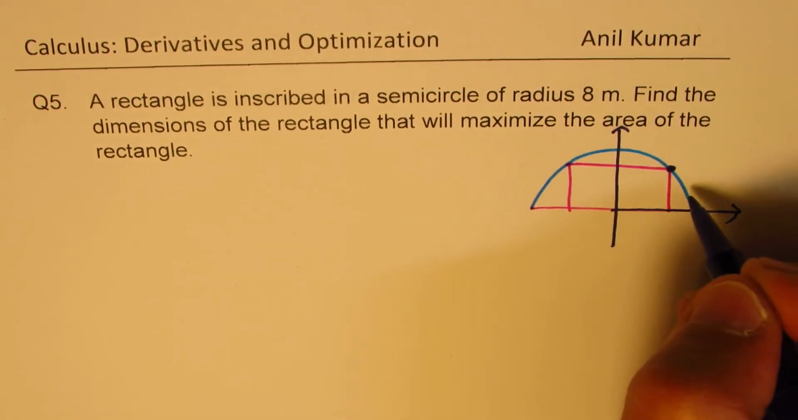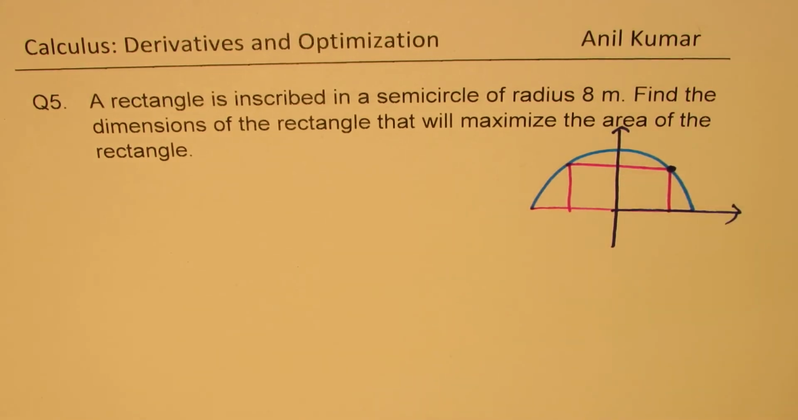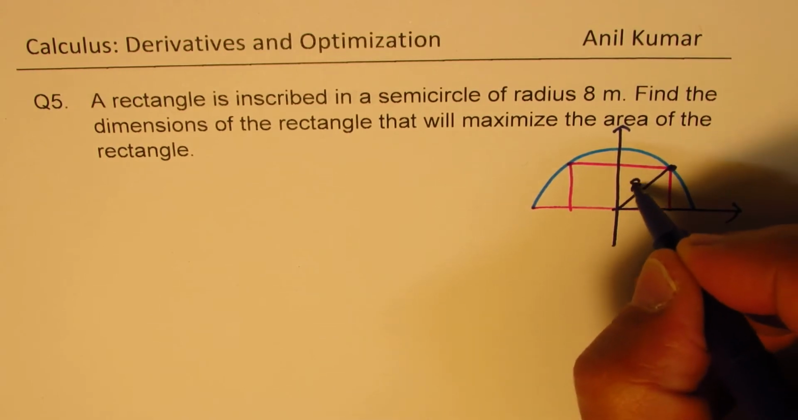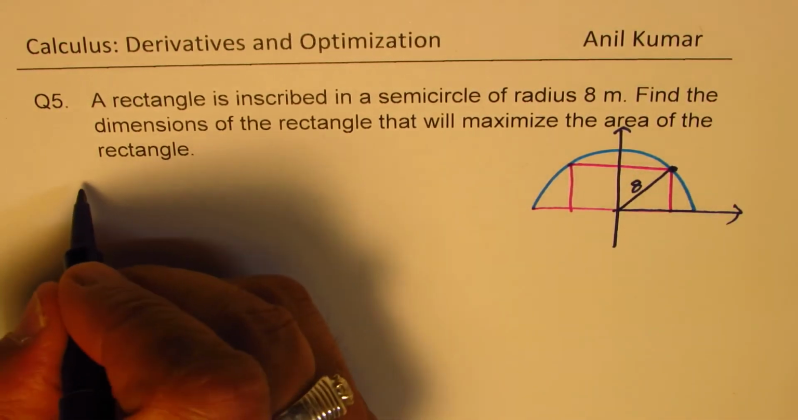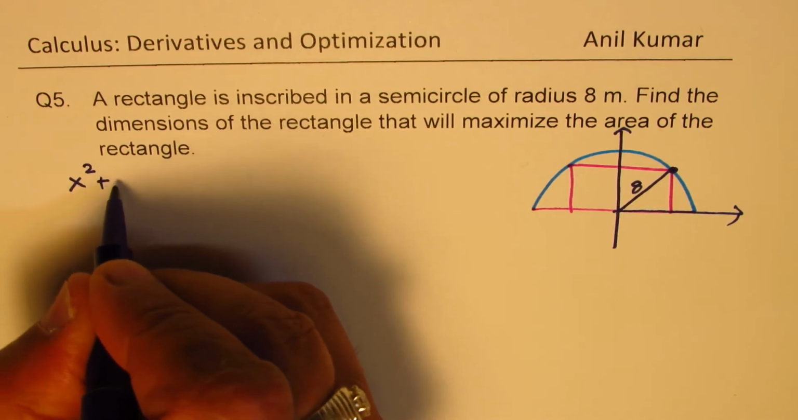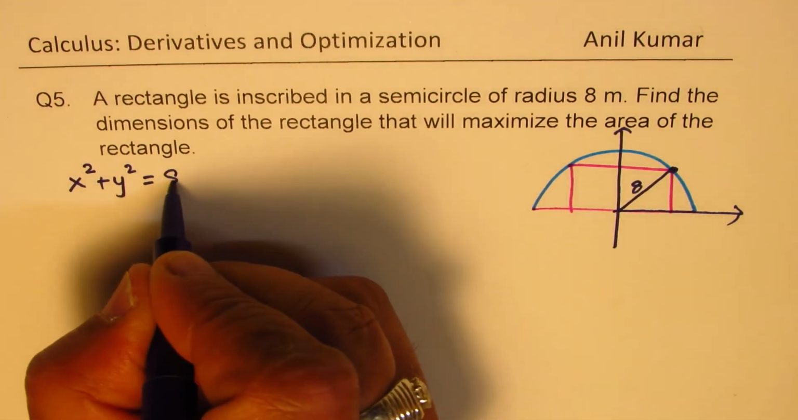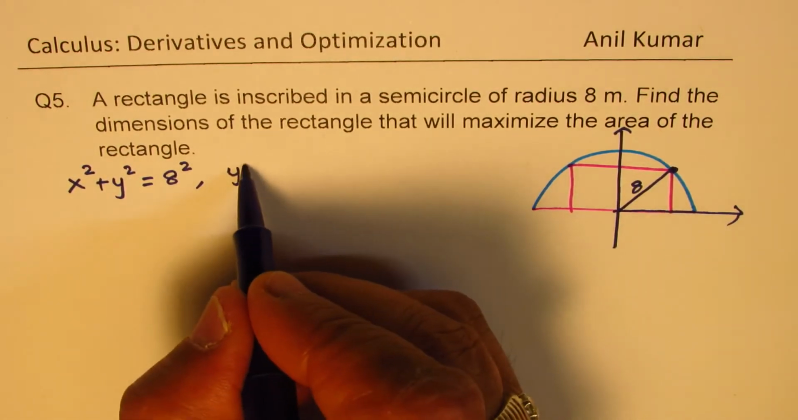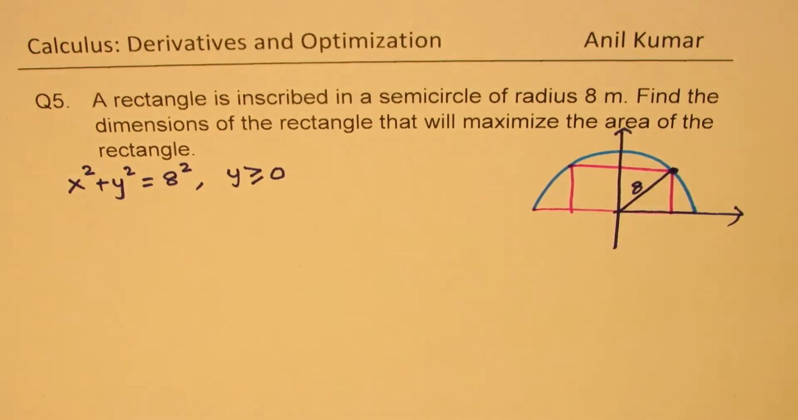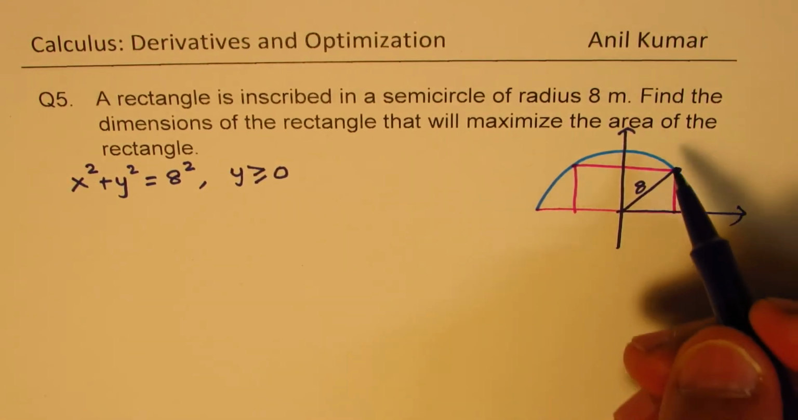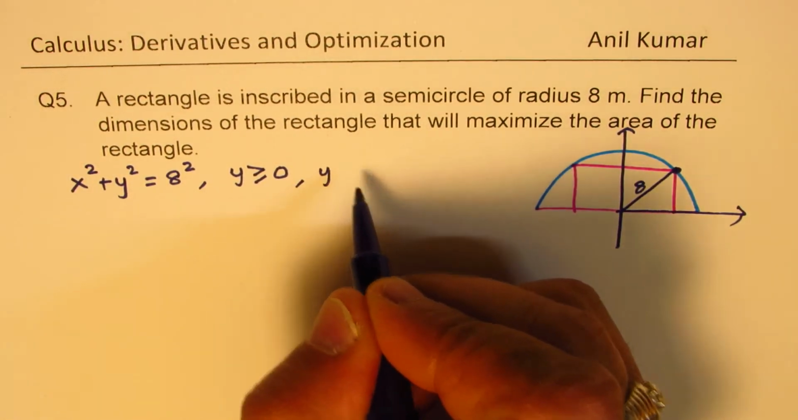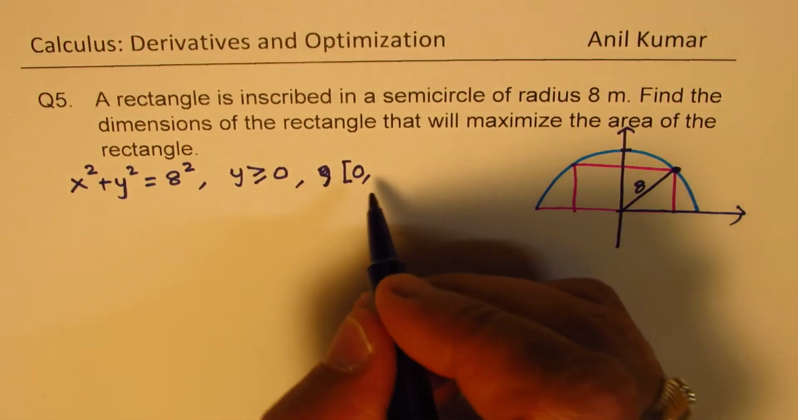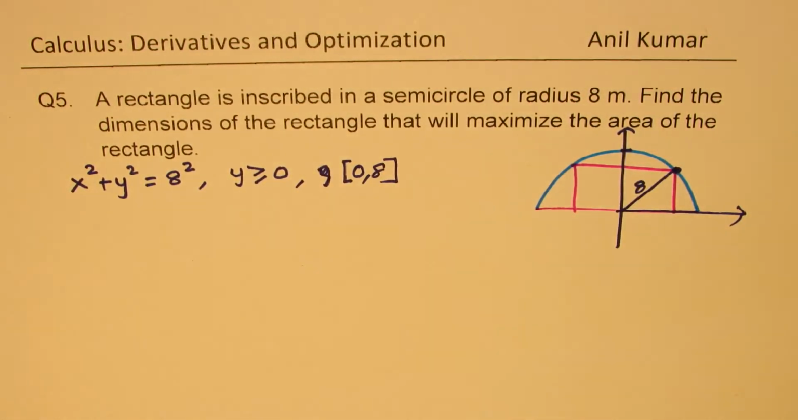Now any point here on a semicircle with a radius of 8, so this we know is 8. On a semicircle, the point is defined by x squared plus y squared equals 8 squared, correct? Of course, the value of y is positive, greater than or equal to 0. It is less than 8 also. I should have written that y is between 0 to 8, right? So that is the maximum value, 0 to 8.